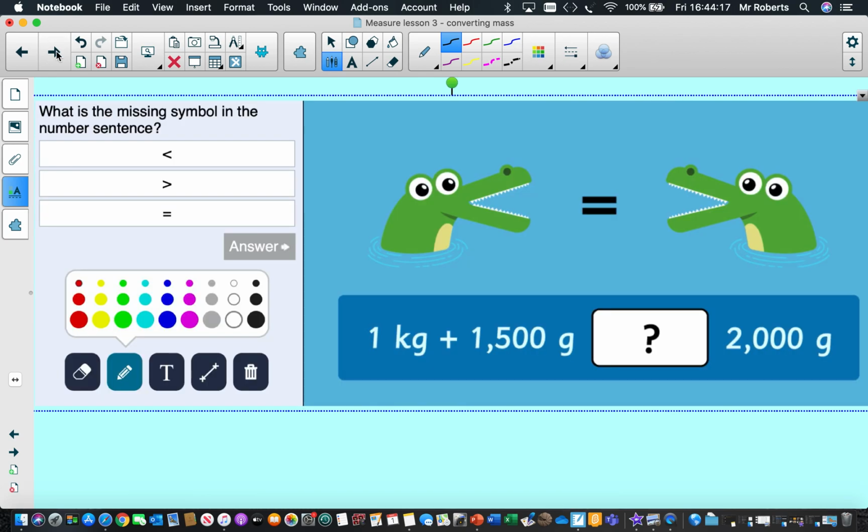Next question, again, we've got the greater than, less than, and equals, although they've made it a little bit trickier today.